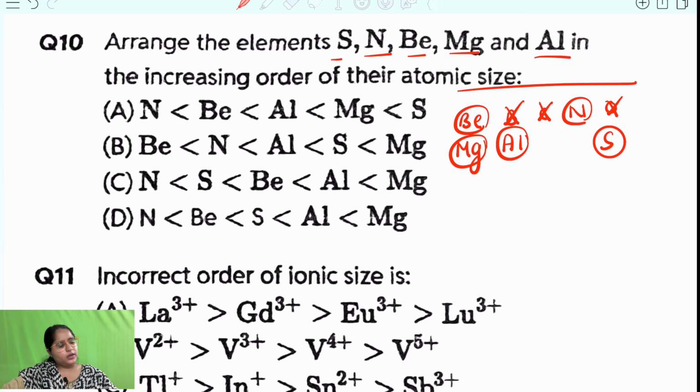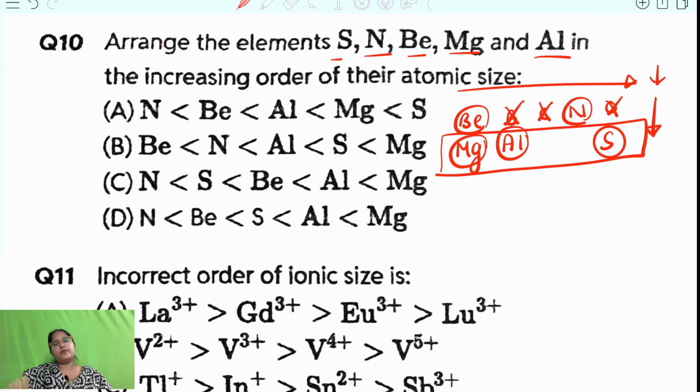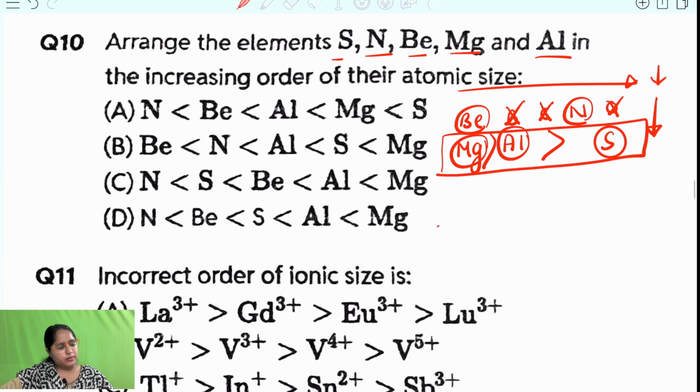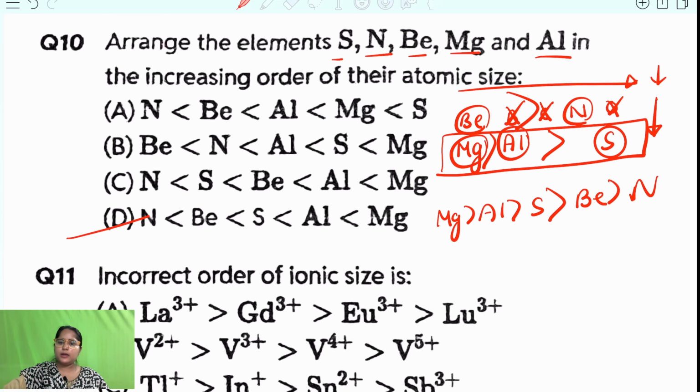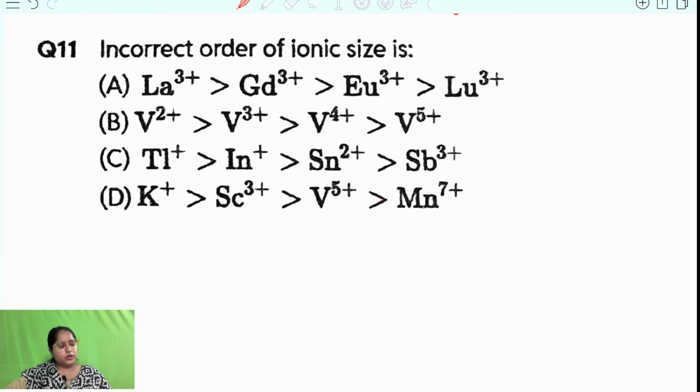Now we know left to right size decreases and down the group size increases. So surely the third period will have more size than the second period without any doubt. So the third period will come first. Now left to right size decreases, so magnesium is more than aluminum, more than sulfur. So this is our third period. After the third we go to the second period, so beryllium more than nitrogen. So which option? D option.